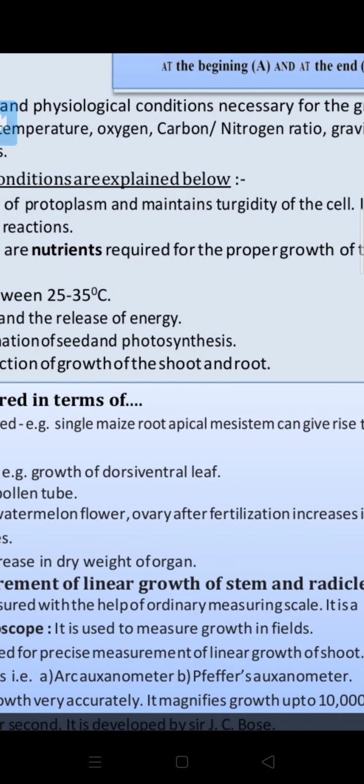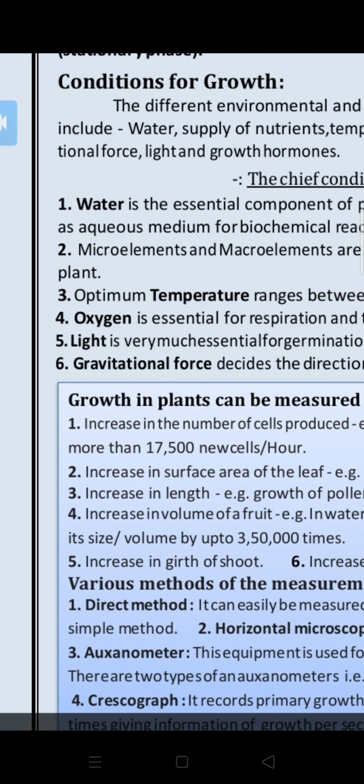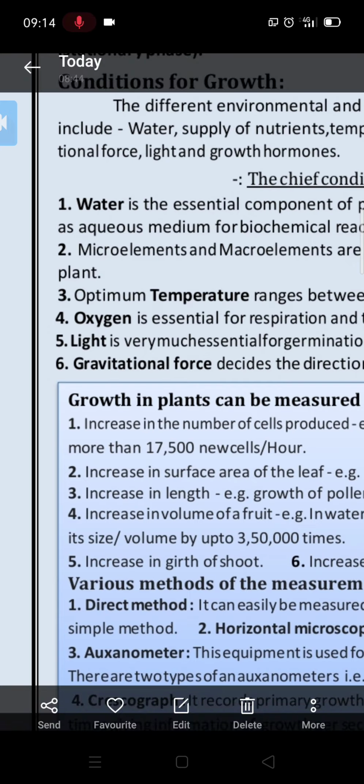CN ratio is necessary for maintaining the absorption of nutrients from the soil or the atmosphere. Gravitational force determines the apical growth as well as root development of the plant. Light is responsible for photosynthesis, and growth hormones are required for various hormonal changes in the plant body. So now we will discuss them in brief.